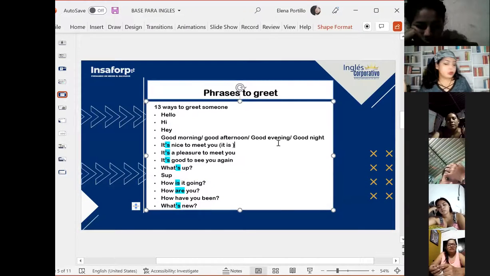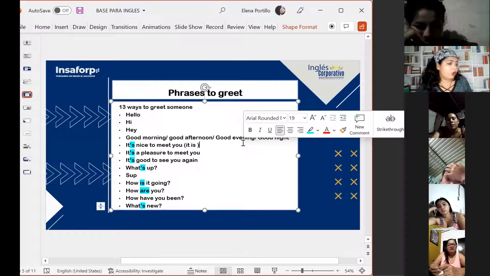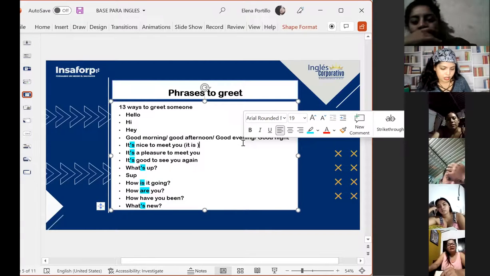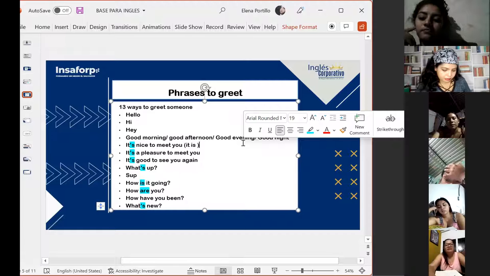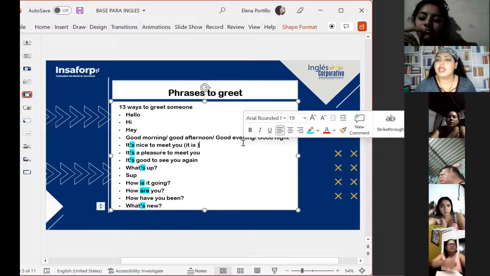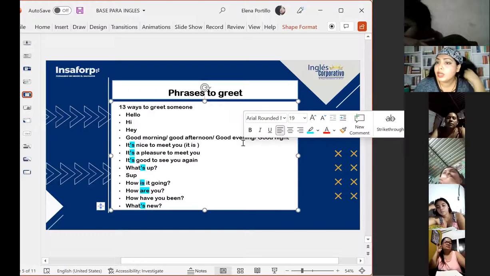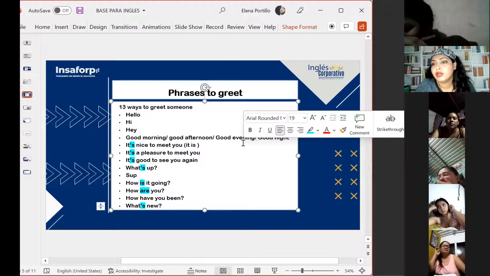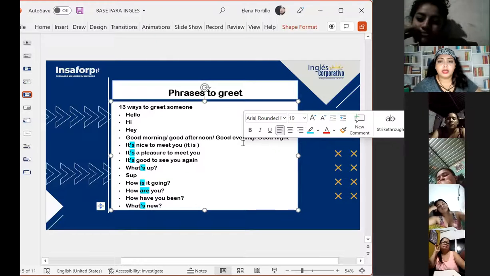So in these phrases, we have the verb to be. All of the phrases that we are going to use, we are going to use the verb to be in all of these situations, right? Because in this case, the verb to be is very useful.